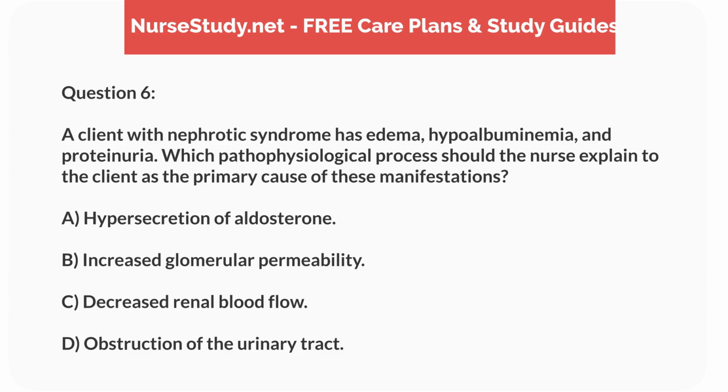Question 6. A client with nephrotic syndrome has edema, hypoalbuminemia, and proteinuria. Which pathophysiological process should the nurse explain to the client as the primary cause of these manifestations? A. Hypersecretion of aldosterone. B. Increased glomerular permeability. C. Decreased renal blood flow. D. Obstruction of the urinary tract.